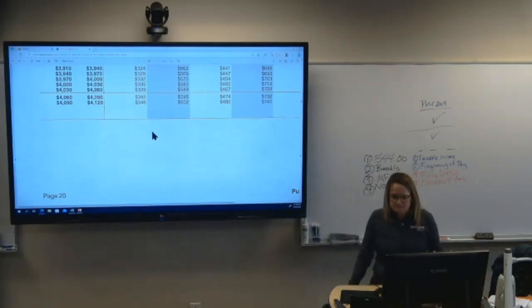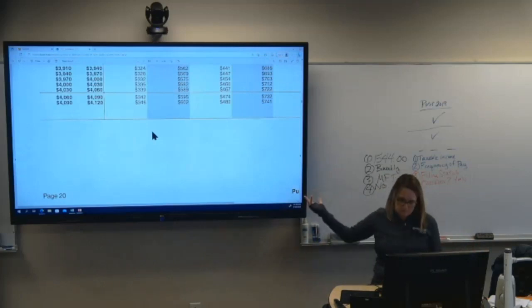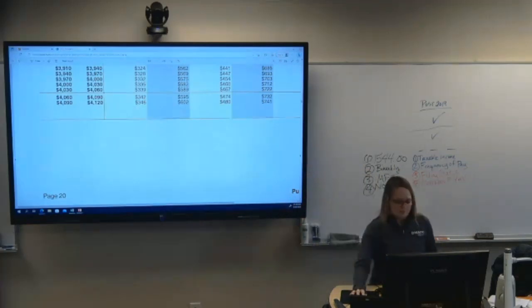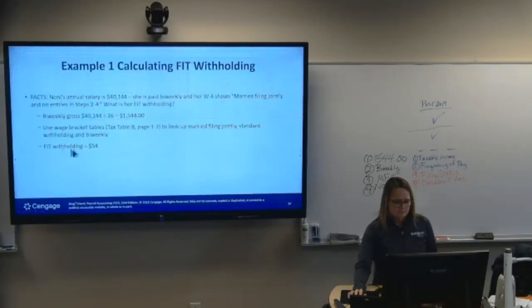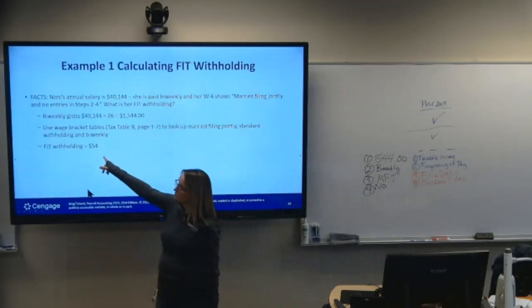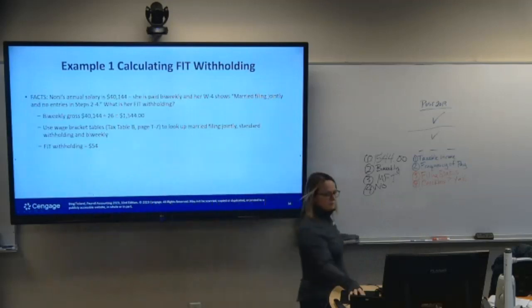Some are easy to figure out. If they're making $10,000 a week, you're not going to be able to use this, right? For some, it's very obvious. If they're making $200 a week, it's obvious you're going to be able to use this. All right, so $54. And we got the right answer. Isn't that good? So $54 is the withholding using that table.